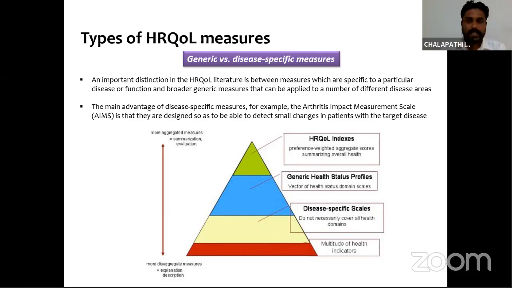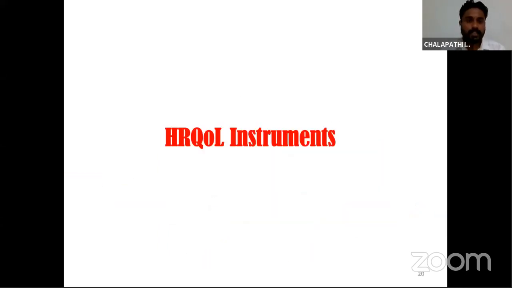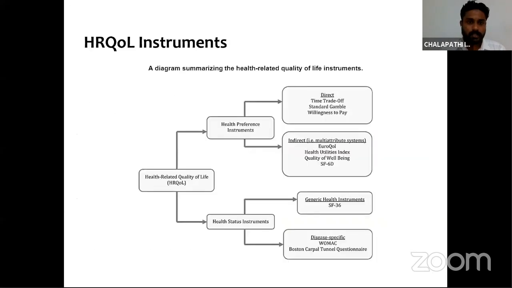When it comes to disease specific, it will be something related to the disease. There are different scales for each and every aspect. I'll take you through them one by one. This is the same thing I told you; I'm repeating the slides and the different methods of how we are going to calculate.